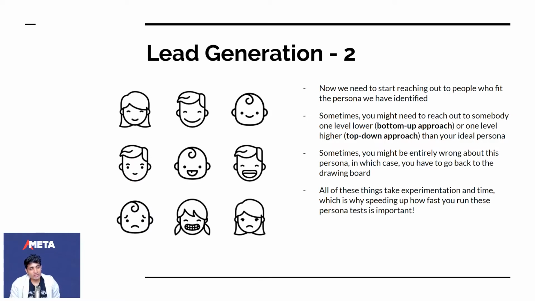Now we need to start reaching out to people who fit the persona we've identified. Sometimes you might reach out to somebody that's one level lower, which is the bottom-up approach, or one level higher, which is the top-down approach, than your ideal persona. I've seen that this has to do a lot with how busy that person is. If you want to reach out to me, it's smarter for you to reach out to a VP of Avalon rather than reach out to me directly. If you want to reach out to a VP of Avalon, it's smarter to reach out to one of their employees or one of the people that work under them. In most companies, this is true.